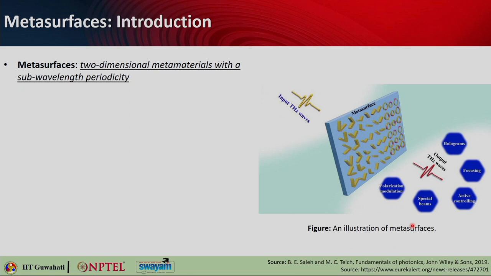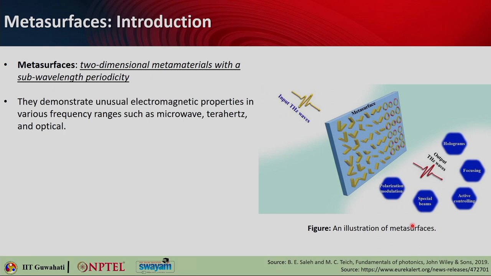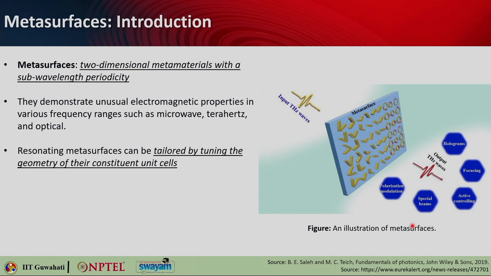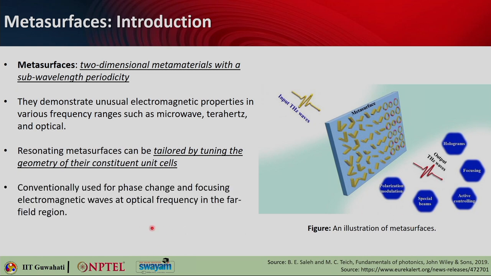So, metasurfaces, when it comes to mind, it is basically a two-dimensional metamaterial with sub-wavelength periodicity, and these metasurfaces are able to demonstrate unusual electromagnetic properties, and it can vary over a frequency range from microwave to terahertz to optical. There are resonating metamaterials which can be tailored by tuning the geometry of its unit cells or meta-atoms. So, conventionally they are used for phase change and focusing of electromagnetic waves at optical frequency in the far field region.